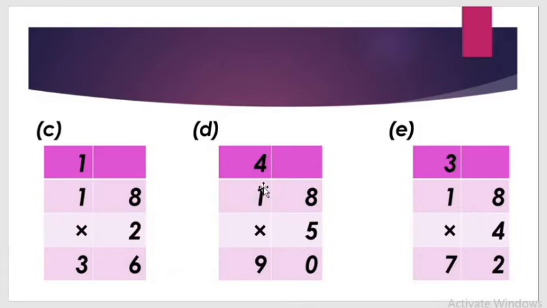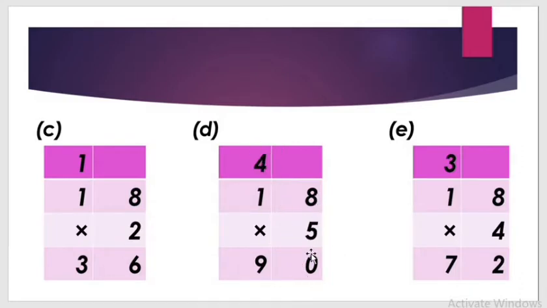Now question number D. What is question number D? 18 5s. 18 5s, how many, all students? Now let's do it step by step. First of all we do 5 8s, and then 5 1s. 5 8s are 40. So 0 here and 4 is carried.